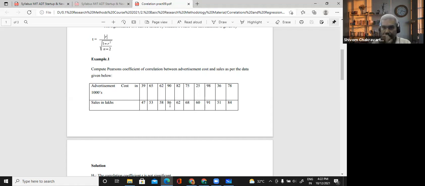You can take this data. If you need more practice, I'll pass on such problems. I have two sets of such problems, not just two problems, two sets. You can practice as much as you like. One or two problems we are definitely taking up in class. This is the first problem.